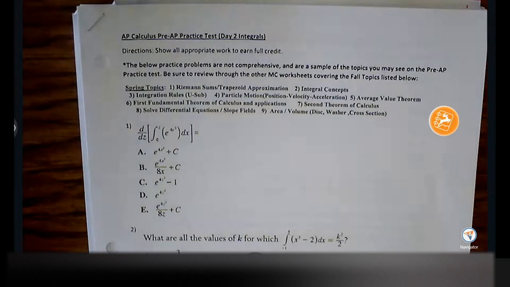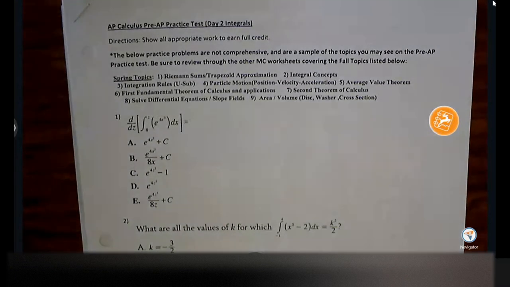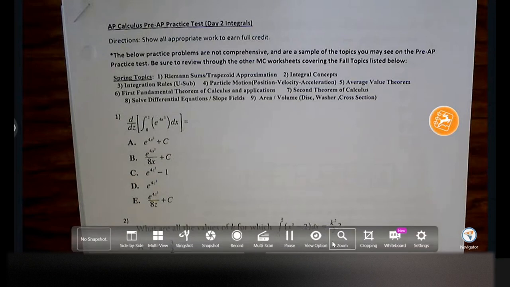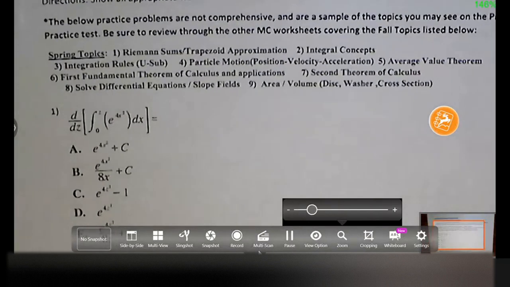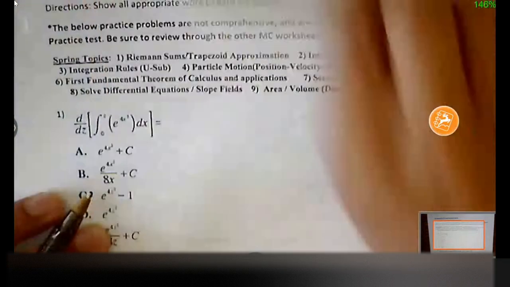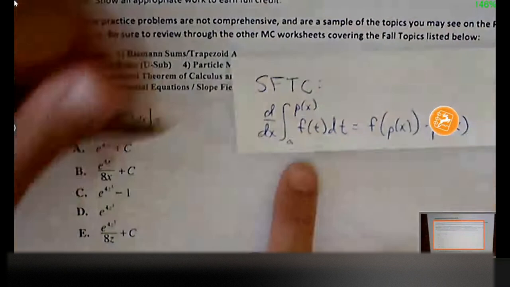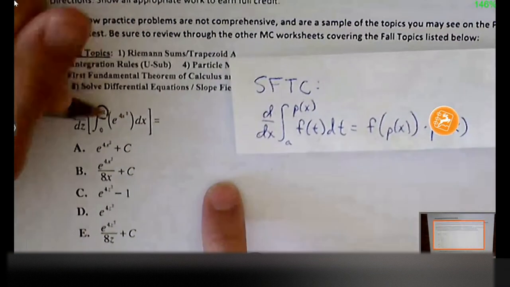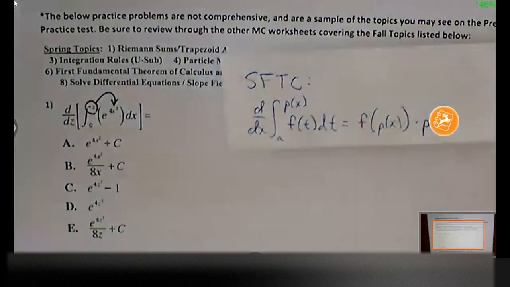Recording. Okay, so number one, find the derivative of the integral of e to the 4x, 4x squared. We see this is just simply an application of the second theorem. So we're just going to follow steps here. Let me zoom in a bit. Okay, so second theorem. We're going to insert the upper bound into the variable of our expression and then multiply by the upper bound derivative.